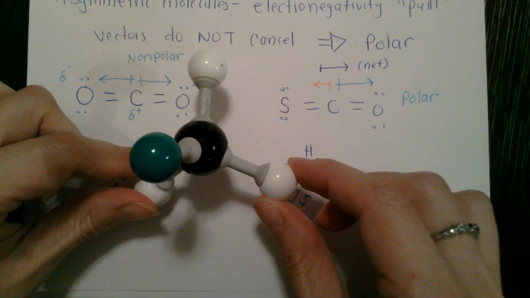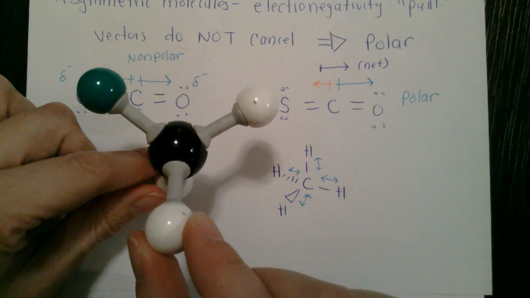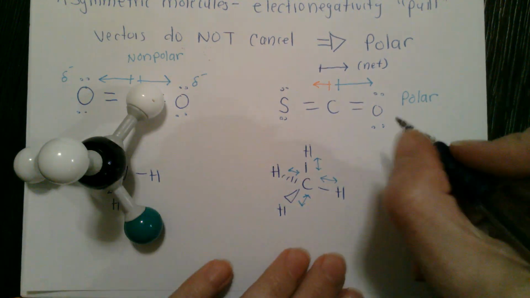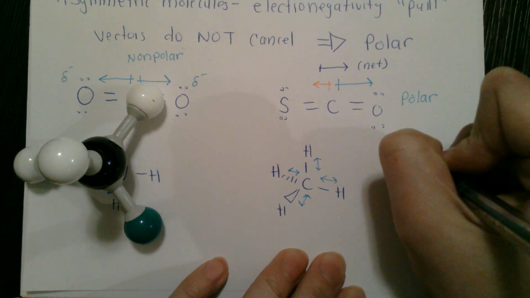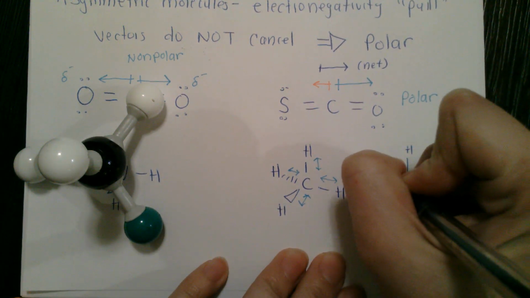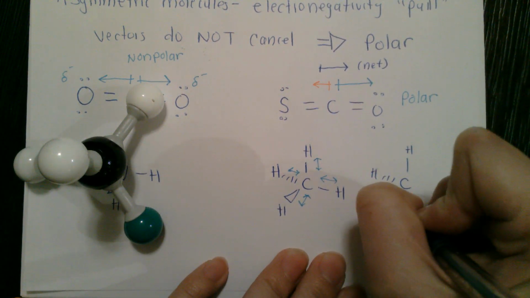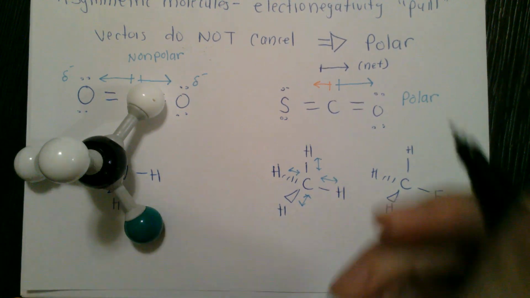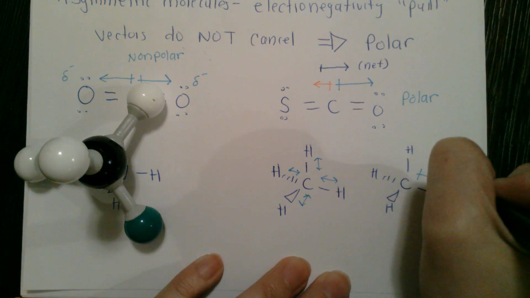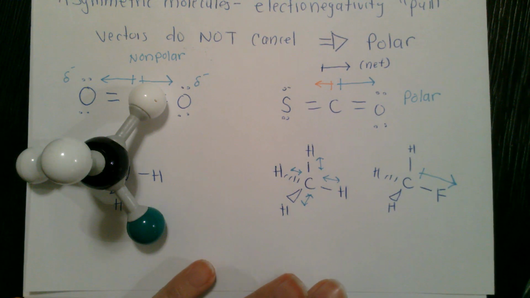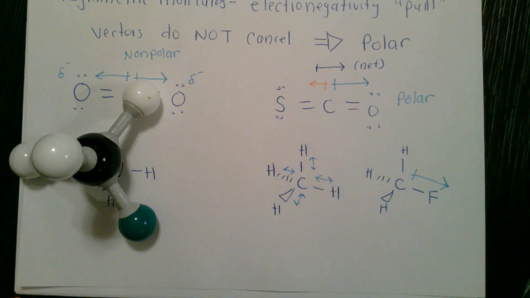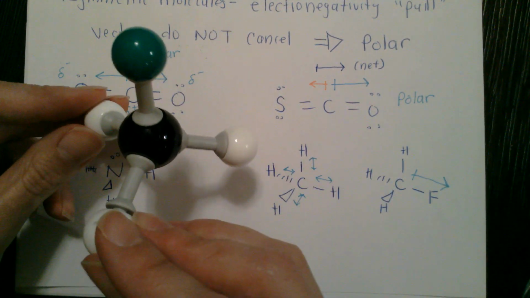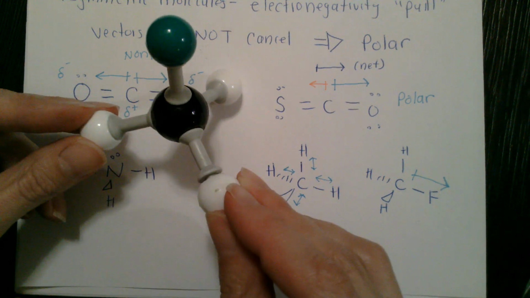Okay, is this symmetric anymore? The answer is no. If we were to draw this one out, we would have our carbon, hydrogen, hydrogen, hydrogen, and now we've put a fluorine there. So there's a very, very strong pull in one direction. And again, these aren't really pulling at all. You can just see it by looking at the molecule here: not symmetric.